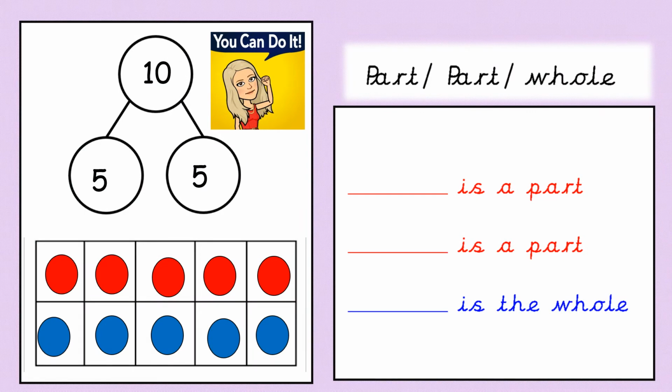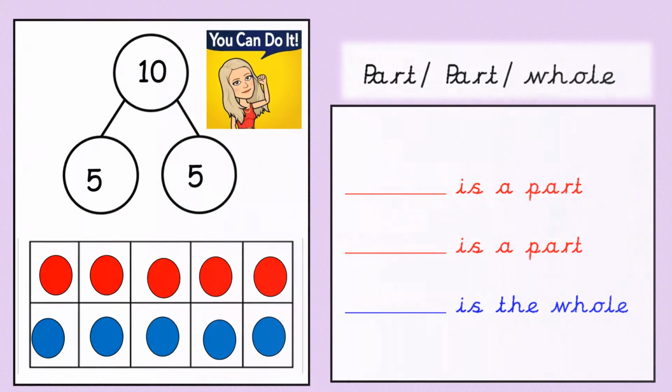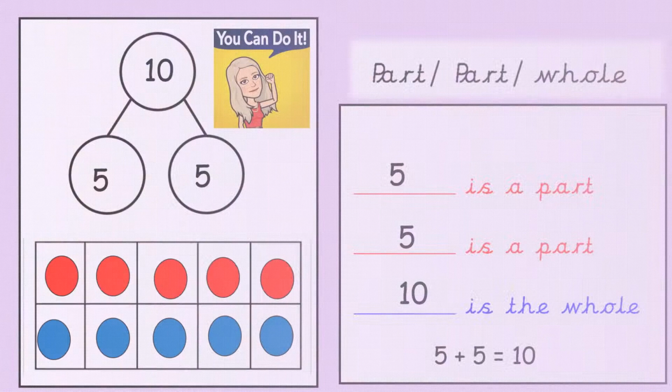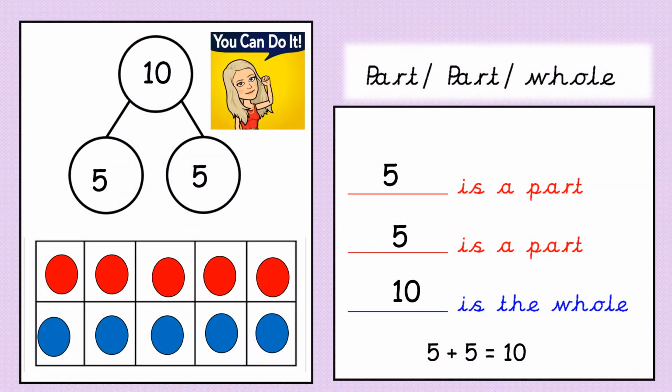Okay, we've got equal parts now. Write down the number sentence and when you're ready, press play. Well done. 5 are red and 5 are blue. So that they are two parts which are equal. So this is a double, isn't it? Two parts that are equal added together. So 5 plus 5 is equal to 10.